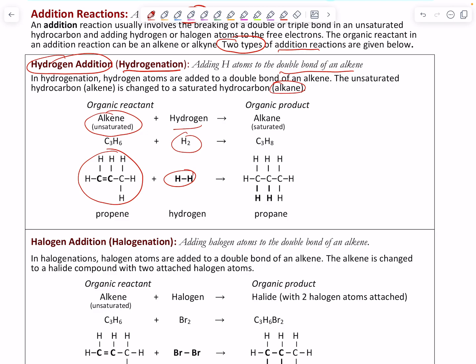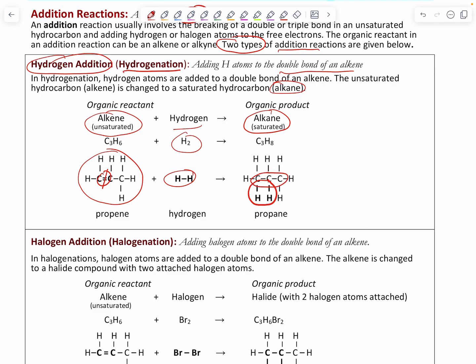And then what happens is this double bond gets broken. And when it gets broken, that means that each of those carbons can bond to something else to complete their octet. And so we add a hydrogen atom onto each one so that they have a complete octet. And so our product ends up being an alkane that is now fully saturated, and it has all single bonds on the carbon chain.